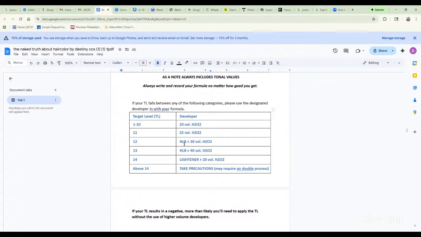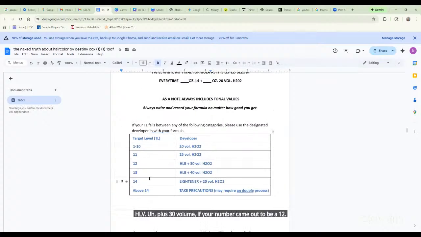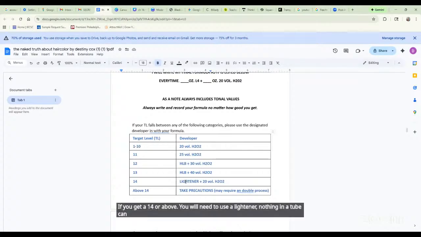All right, so you may have a client that cannot take bleach and liner. So try a HLB first. A HLB plus 30 volume if your number came out to be a 12. If your number is a 13, you're at 40 volume. If you get a 14 or above, you will need to use a lightener. Nothing in a tube can get you where you need to go.